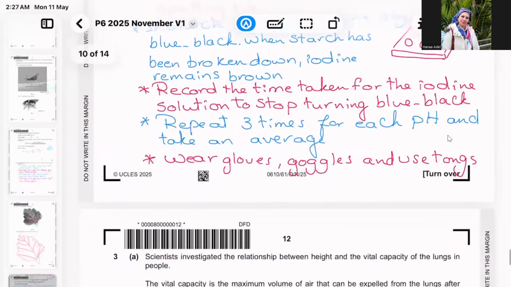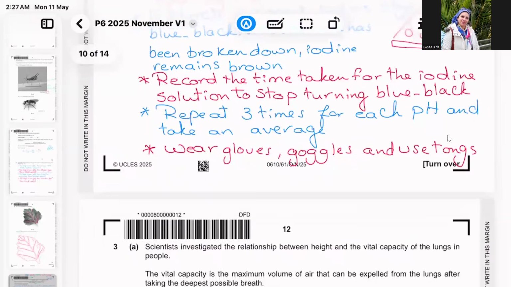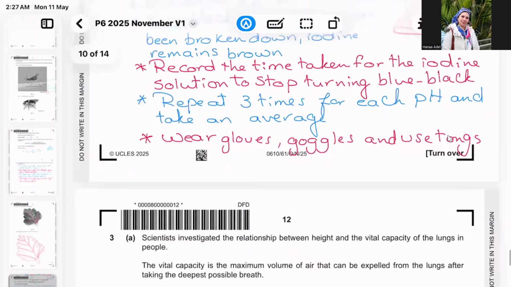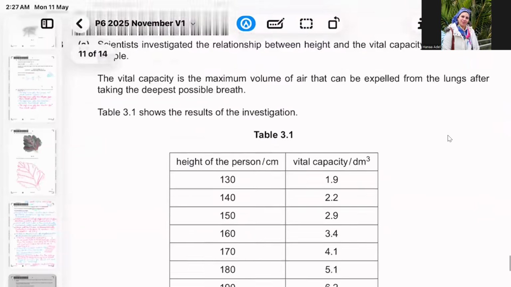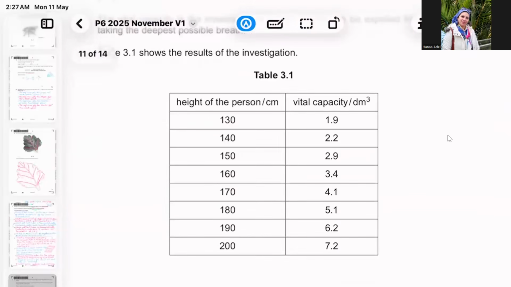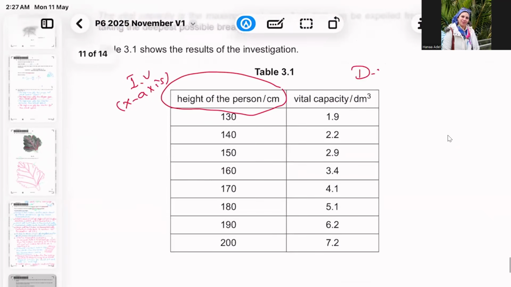Scientists investigated the relationship between height and the vital capacity of the lung in people. The vital capacity is the maximum volume of air that can be expelled from the lung after taking the deepest possible breath. We have this table. How can we analyze this table? We know that the first column, which is the independent variable, we have to put on the x-axis. And the dependent variable, we have to put on the y-axis, with its measuring unit. So don't forget to write the measuring unit on the axis to take the first mark.